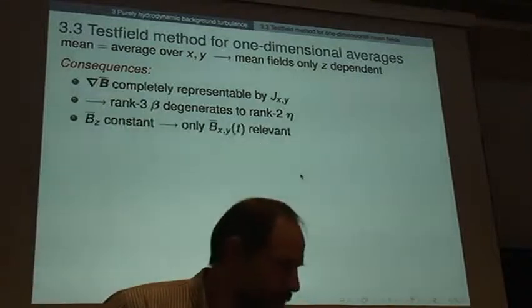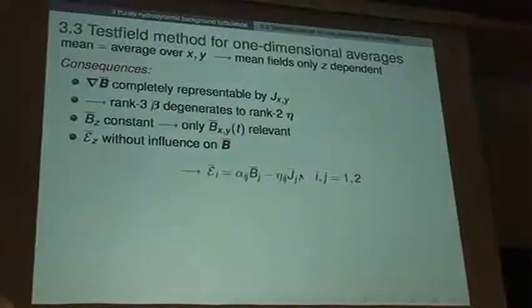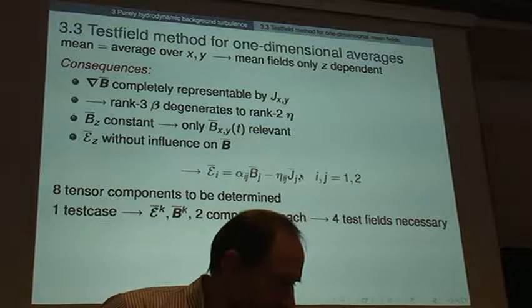The z component of the mean field is constant, and the z component of the mean electromotive force does not influence the field at all. So we can restrict ourselves to an ansatz for the mean electromotive force of this kind. You see here this vector eta instead of beta, which is now connected with the mean current density and no longer with the derivative tensor. And here we are only interested in the components for i and j equal to 1 and 2, and not the i or j equal to 3 components of this tensor. They don't play a role in the mean field models.